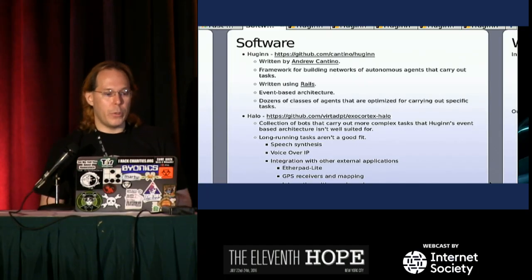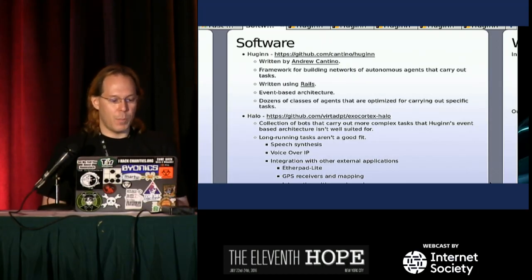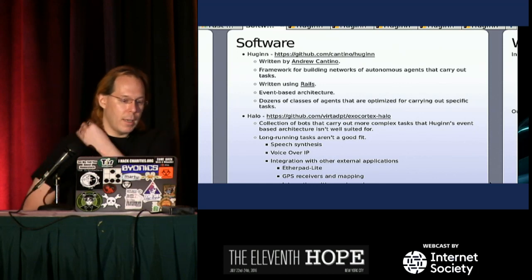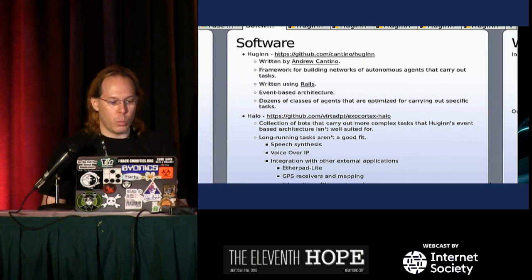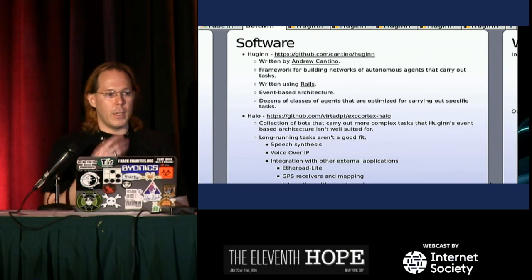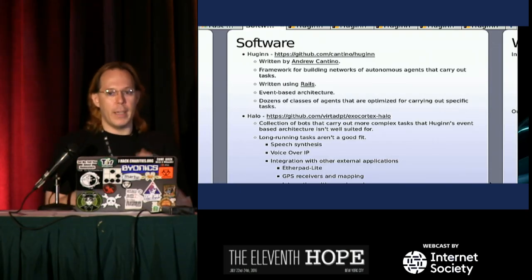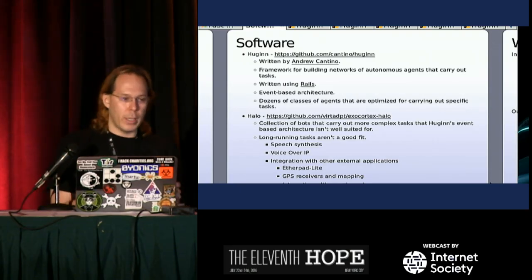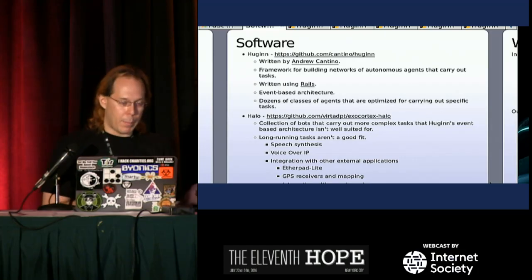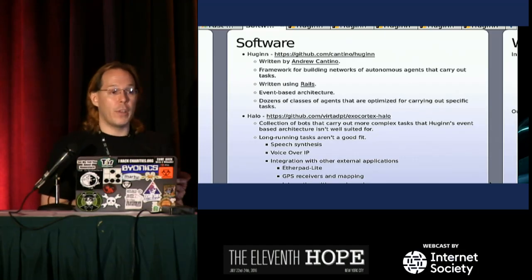External but plugged into Huginn is a lot of my own code, which is called Halo, which is a collection of bots that carry out more complex tasks that Huginn's event-based architecture isn't well suited for. The thing about the event-based architecture is it's very good for short turnaround time tasks. An event comes in, it's processed, it gets sent to another agent, that agent processes it, it gets sent to another agent, it gets processed, the output happens. The turnaround time for that is usually on the order of a couple of seconds.